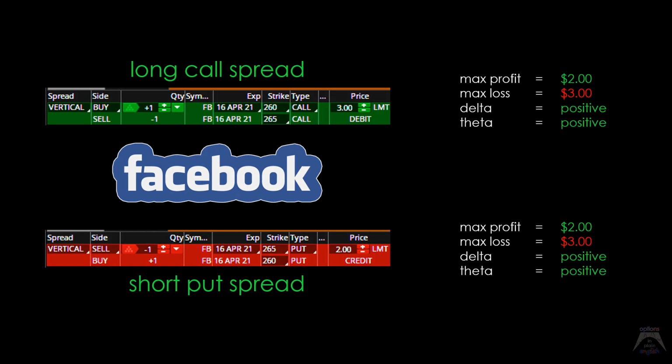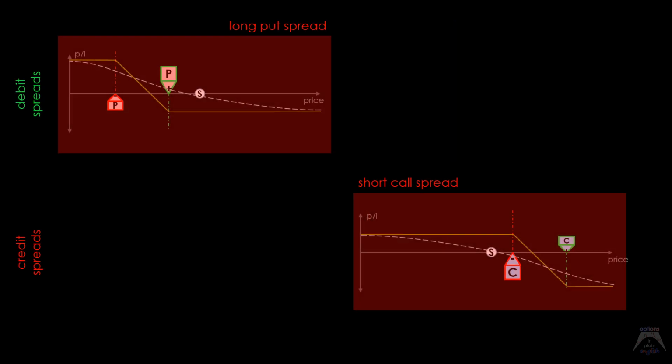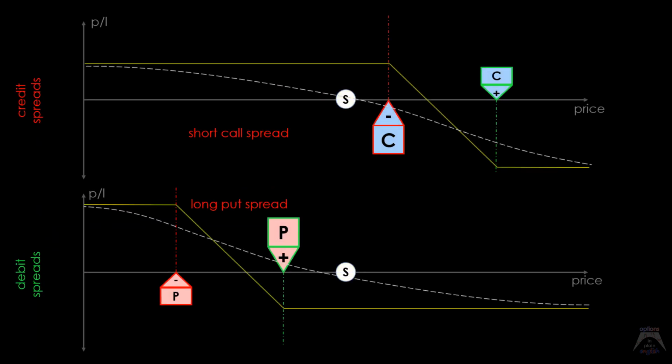Now, in the case of bearish spreads, we have something similar, where we'll take a look at a long call spread and at a short call spread now. If we look at the short call spread on the top and the long put spread on the bottom, we can see that their P&L graphs are quite similar. So we'll do something similar to what we did with their bullish counterparts.